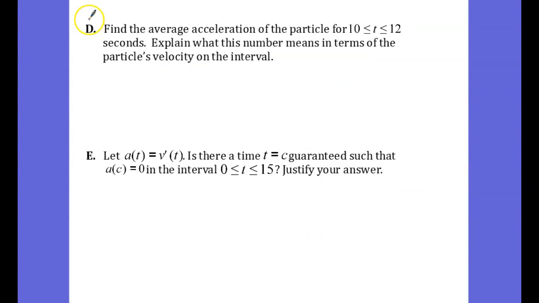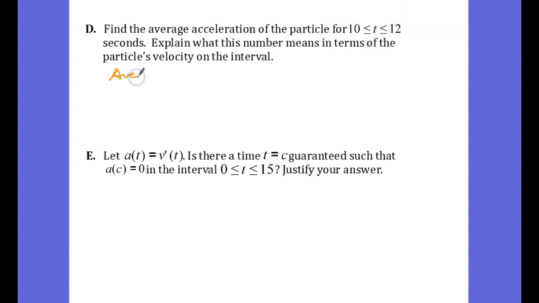All right, let's look at part D. Find the average acceleration of the particle for the interval from time t equals 10 to 12 seconds. Explain what this number means in terms of the particle's velocity on the interval. So the average acceleration is going to be another average rate of change. But remember that acceleration is the rate of change of velocity. And so we're looking at the average rate of change of the velocity from 10 seconds to 12 seconds.